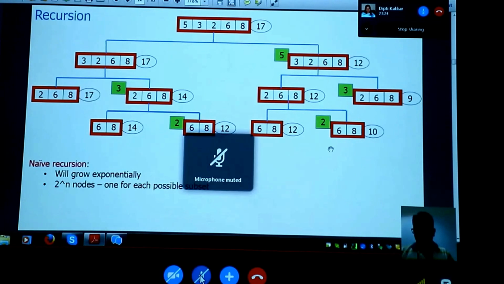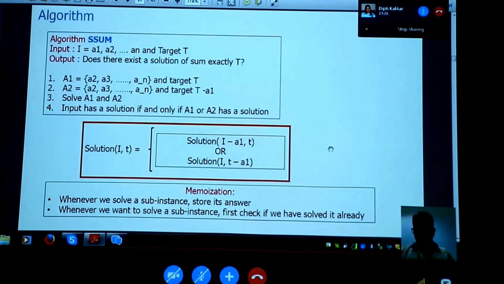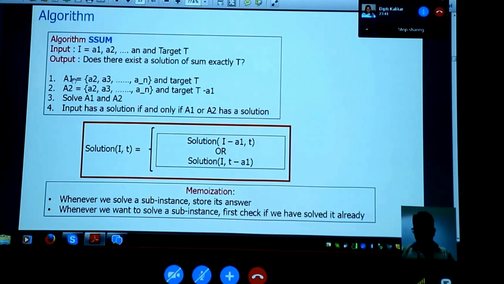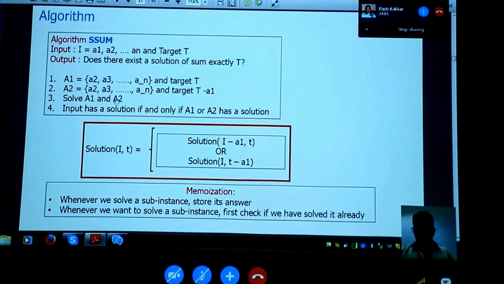Okay. Now, let's go back and see this in terms of a program quickly. This is how the program will look if you write it out using recursion, right? You are given this input I, which is A1, A2 to AN with the target T. Your goal is to find whether there exists a solution whose sum is exactly T. You construct one instance, which assumes that A1 is not there in that solution, so it will be A2, A3 to AN, with the same target. Then it will construct another instance, where you assume that A1 is there, and so you revise your target to T minus A1. Now you solve both instances, right?